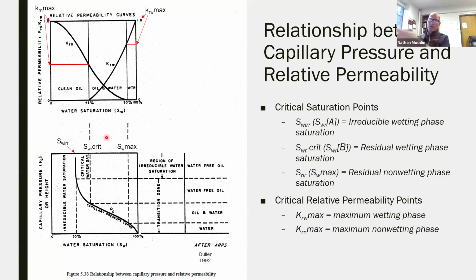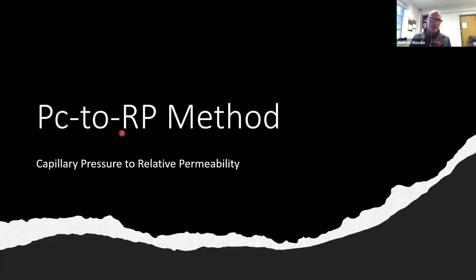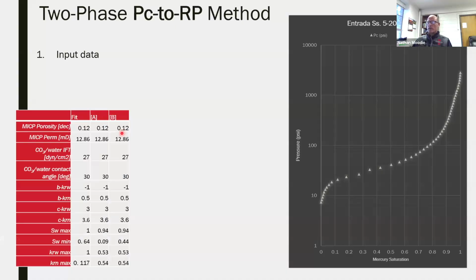And so I'm going to use this information and these relationships to come up with the critical points in the method that I developed. Here I'll go through the method and show you, using some real laboratory data, what points and what data you need to develop a relative permeability curve from mercury intrusion capillary pressure. This is a sample that we got from the San Juan Basin, from the Entrada sandstone, and this is its mercury intrusion capillary pressure curve right here.